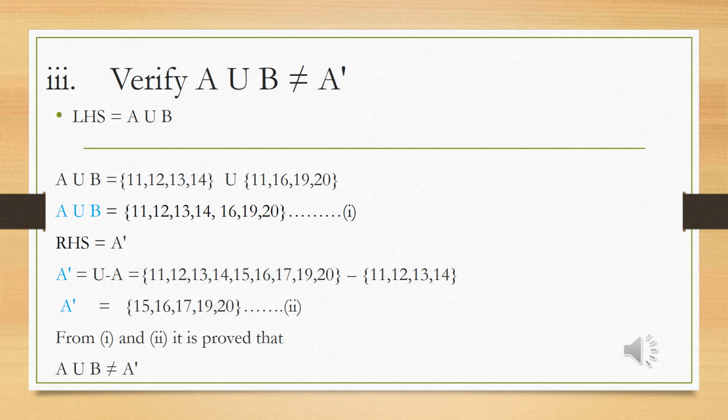Now, take the right hand side, that is the complement of set A. It means all elements of the universal set that are not included in set A. So these elements are 15, 16, 17, 19, 20. Give this the name equation 2. Now looking at 1 and 2, it is obvious that both are not equal. Hence, the given condition is proved, that union of A and B is not equal to A complement.